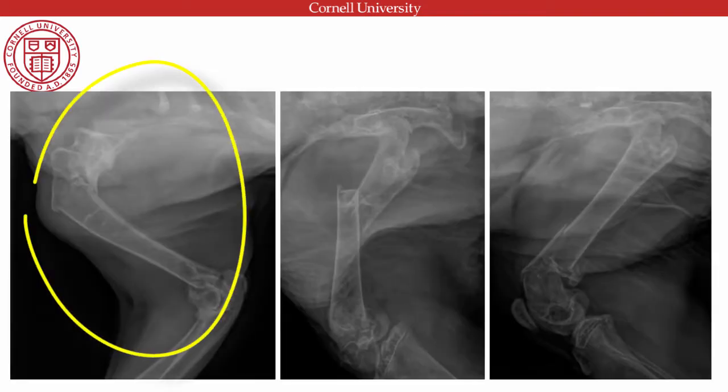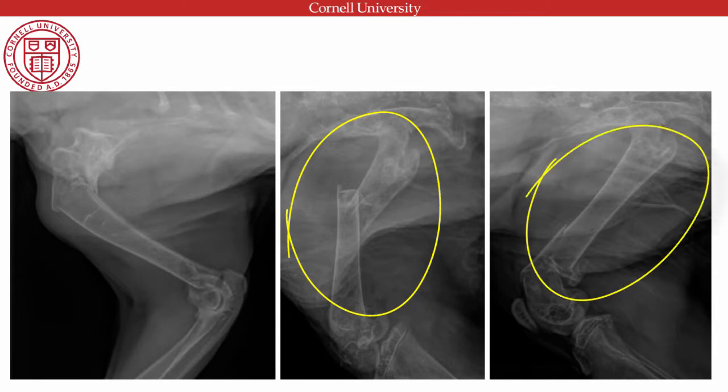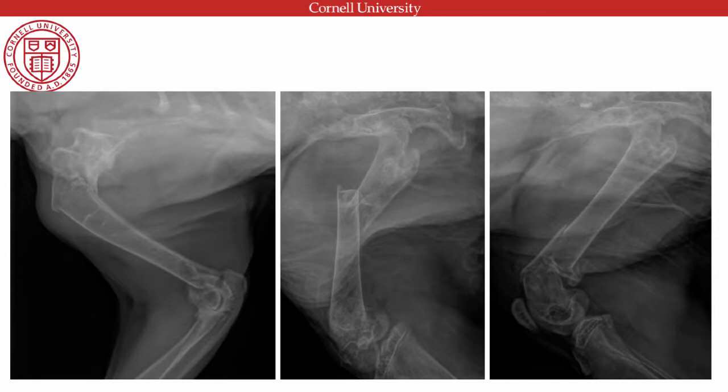So this is her right forelimb. This is her shoulder joint. This is her humerus here, elbow. This is her two femurs, right and left. What are your thoughts? Lots of fractures, yeah, sure.